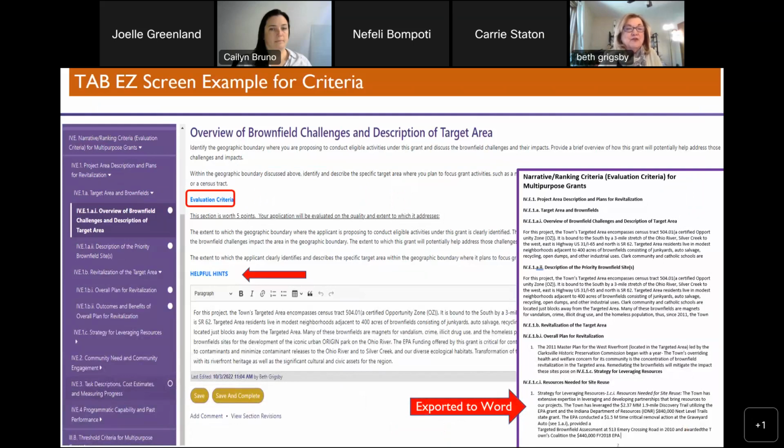And this is just an overview of the screen. What I like about this is you've got everything. You've got the grant criteria request, you've got the evaluation criteria, as well as helpful hints. You can take all this information if you like and export it to Word, and maybe you only want the outline. We'll do the outline by Word, but it helps you make sure that you're paying attention to all the criteria you need to respond to. Next slide, please.